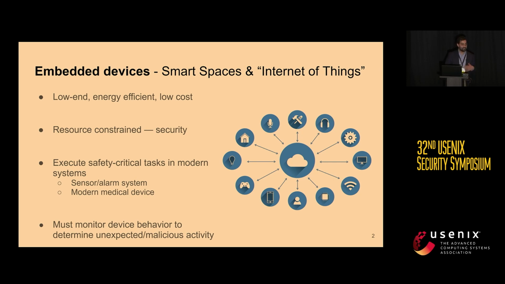Embedded systems are increasingly used in modern systems today, and we've seen them making up smart spaces and the Internet of Things. They're typically implemented using low-end microcontroller units that are designed to be energy efficient and low cost. Because of this design, they are resource constrained, specifically with respect to security. For example, these MCUs may typically execute instructions in a bare metal fashion and lack the typical security features that you would see on application computers, such as inter-process isolation, strong privilege levels, or even MMUs in some cases.